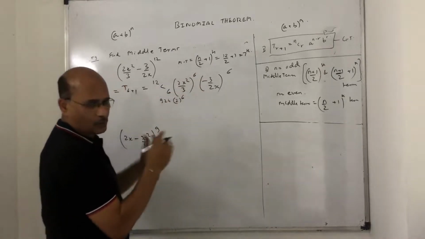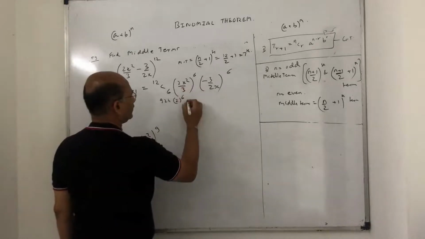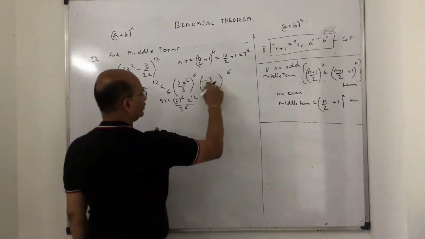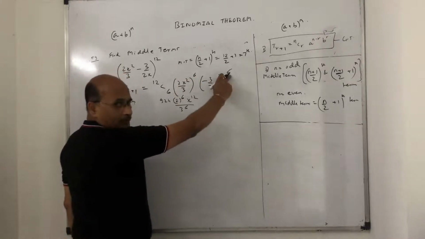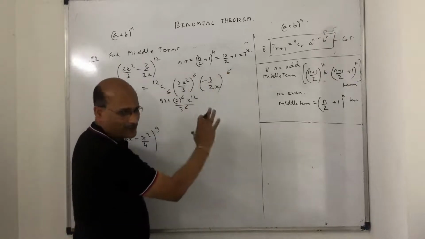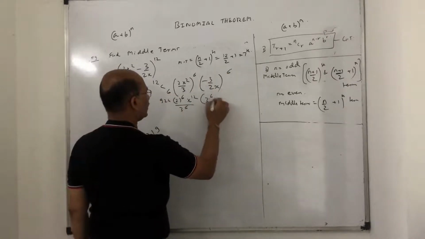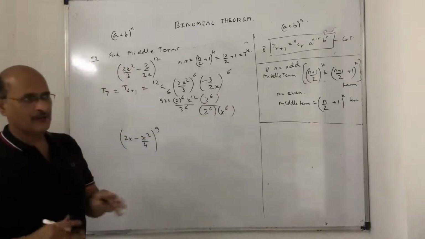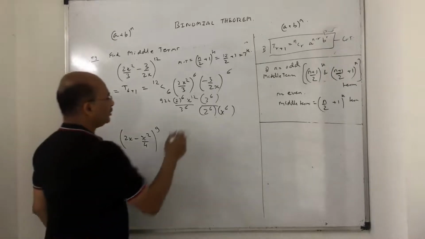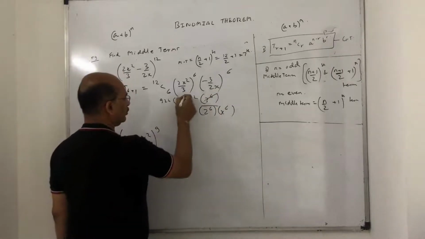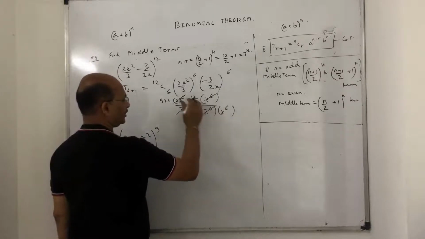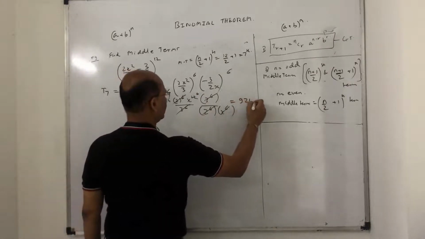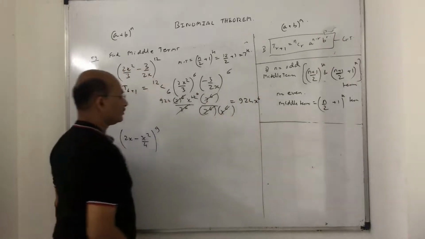Don't cancel, don't open up right away. We have a lot of options. x raised to 12, 3 raised to 6, because the 6 applies to both. Then minus raised to an odd number will be negative, minus raised to an even number will be positive. So it's positive: 3 raised to 6 upon 2 raised to 6, x raised to 6. Now why I did it specifically without expanding is so that I can cancel it out. So 3 raised to 6 gets cancelled, 2 raised to 6 gets cancelled, and x raised to 6 gets cancelled with this. So in the final, the middle term is 924 x raised to 6.